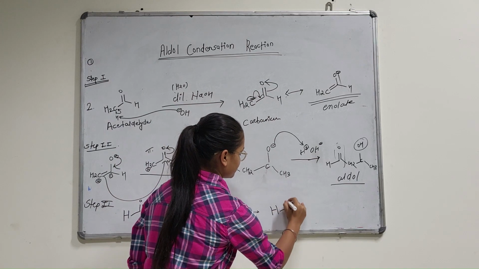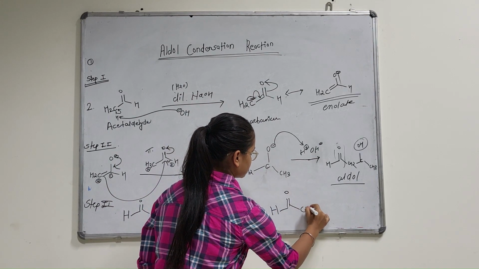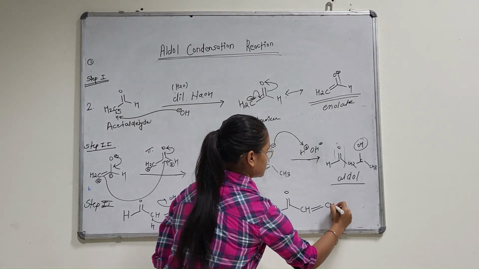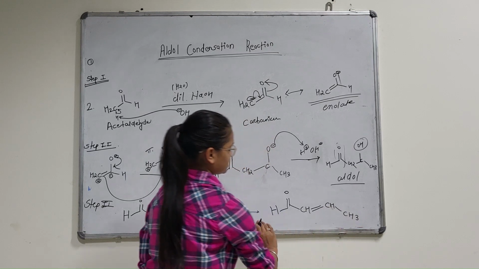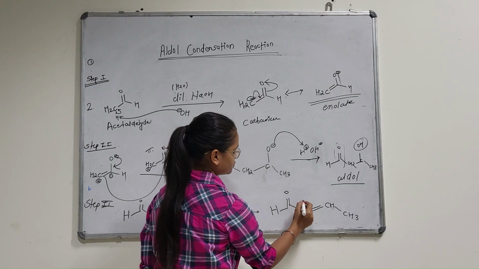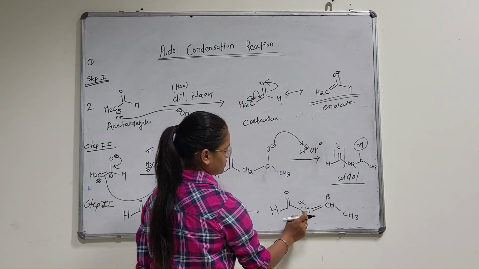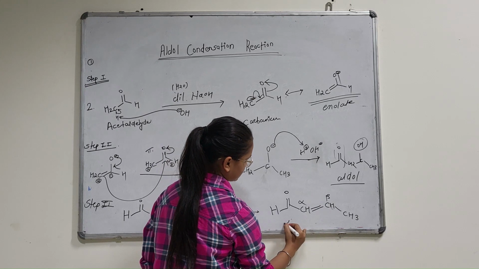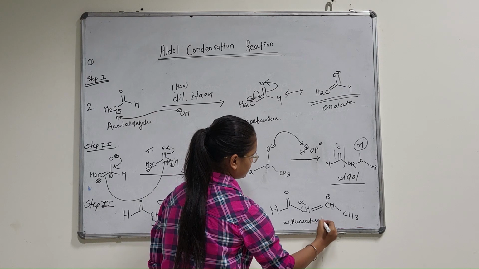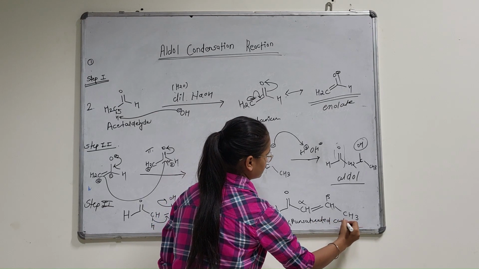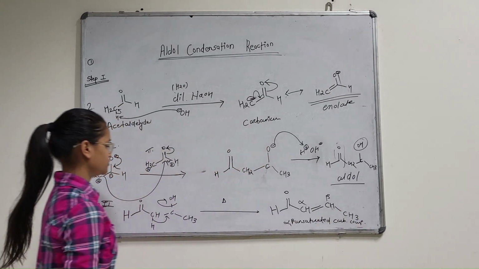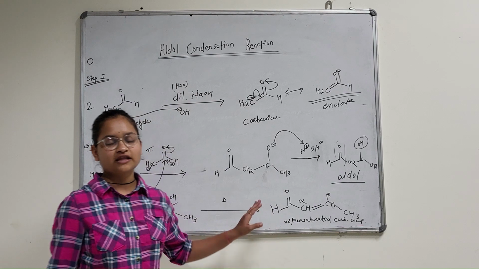So what is our last product? This is CH double bond C, H and CH3. So this is our final product. This carbon is known as alpha. This is beta. So the double bond is formed between alpha and beta. So it is known as an alpha beta unsaturated carbonyl compound. So this is the last product.